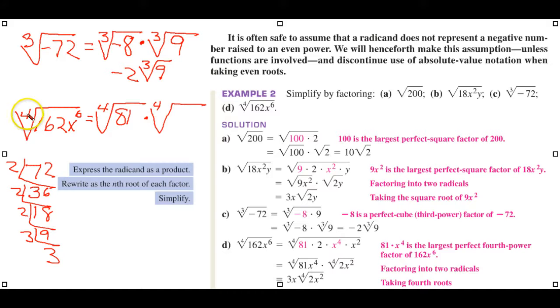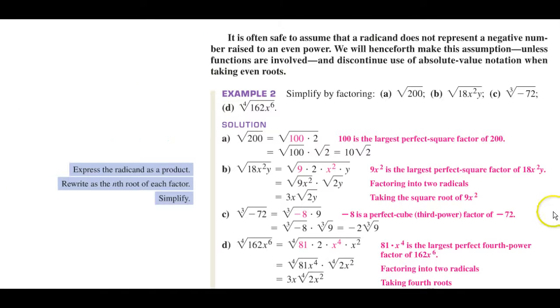And then what would be the perfect 4th power of x to the 6th? Well, x to the 4th. And remember, you had a 2 left over, and you had an x to the 2nd left over. So now the 4th root of 81 is 3. The 4th root of x to the 4th is x. And the 4th root of 2x squared. And of course they have it all written out down here. They're doing it a little different way than I'm doing it, but either way is good. Study it, develop a technique. You want to be able to get the right answer.